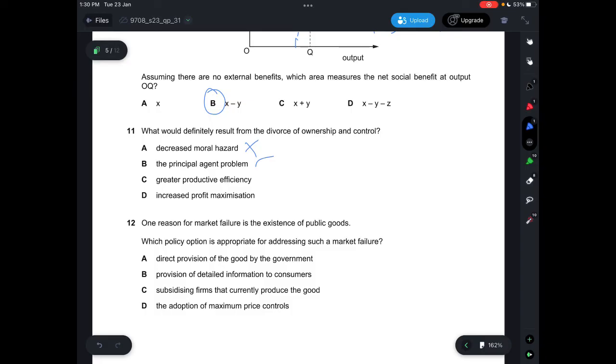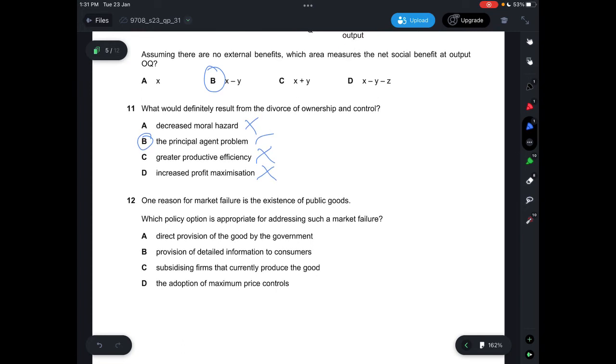C, greater productive efficiency. Like what I mentioned, managers would have other objectives. So to say that there's greater productive efficiency is not really the answer. And D says increased profit maximization. This may be something that the shareholders may want, but not the manager. The manager may only care about increased revenue maximization. So they have different objectives. So the answer here will have to be B.